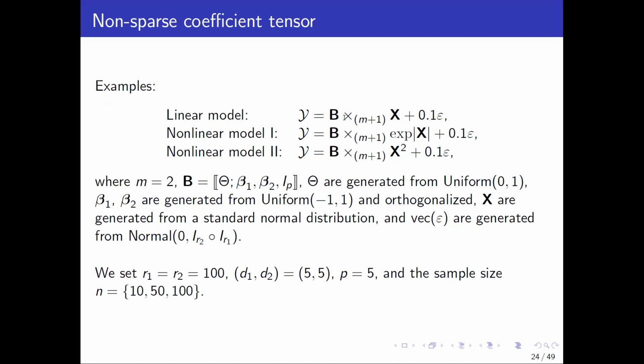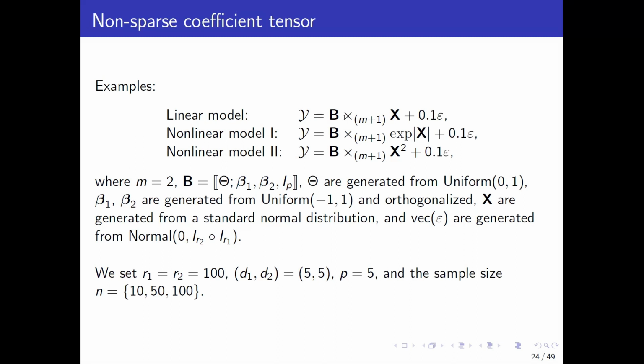In total, we consider three different models. One is a linear model which satisfies the linear tensor response regression model assumption. And we also consider two nonlinear models, where my tensor response has a nonlinear dependence on a vector predictor. We consider two modes, so the tensor response is going to have a matrix form, and this coefficient B admits the Tucker decomposition, where beta 1 and beta 2 are generated from a uniform distribution from -1 to 1, and then orthogonalized. The predictor x is generated from the standard normal, and the error is also generated from the standard normal.